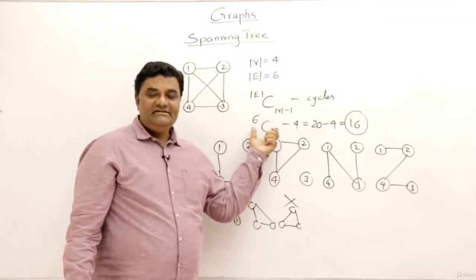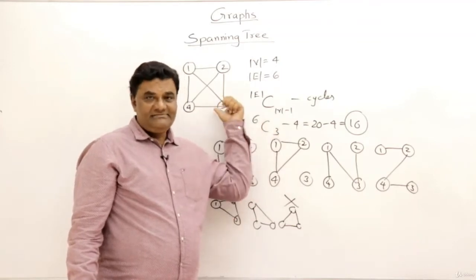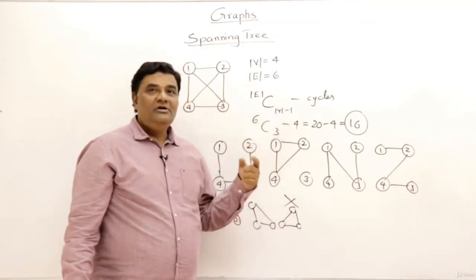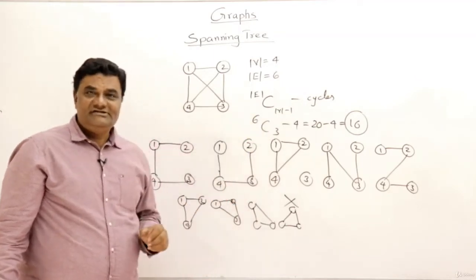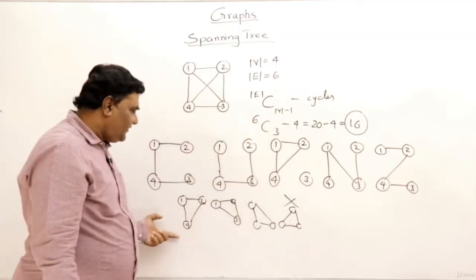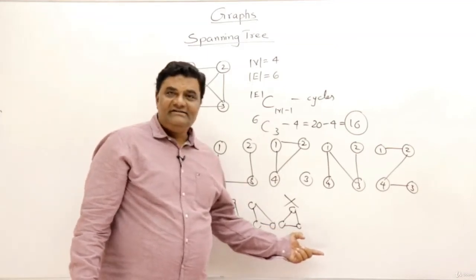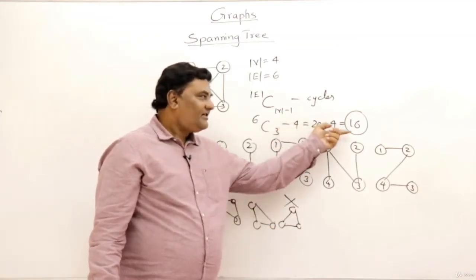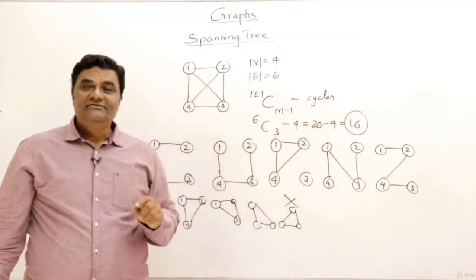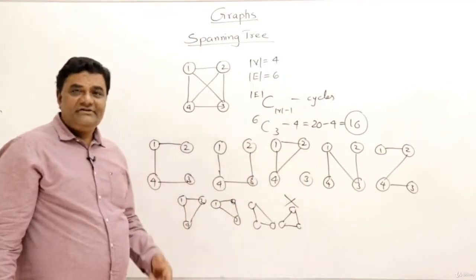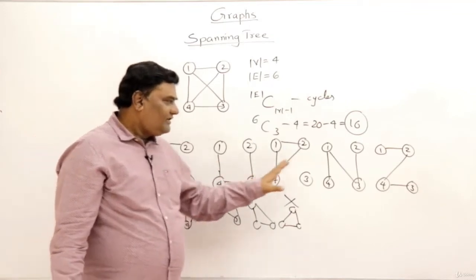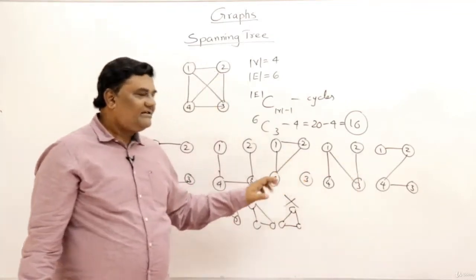So they can be selected in 6C3 ways as per our example. Minus how many cycles are formed by using 3 or less edges. Out of 3 edges we found there are 4 3-cycles possible. So that 4 I have subtracted and I got 16 different spanning trees. If I generate all, I can generate 16 different spanning trees. I have taken only 4 here, right? This was not a spanning tree.